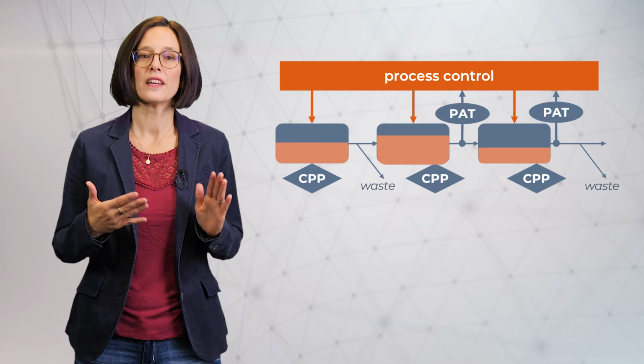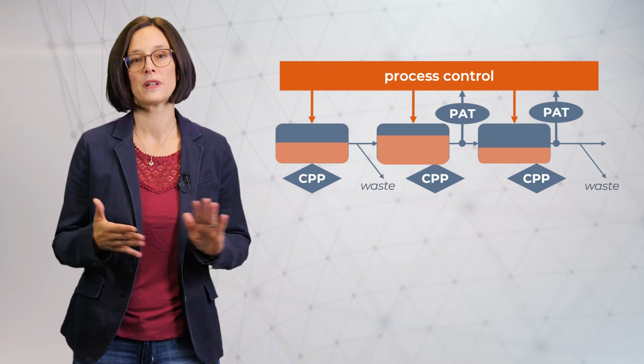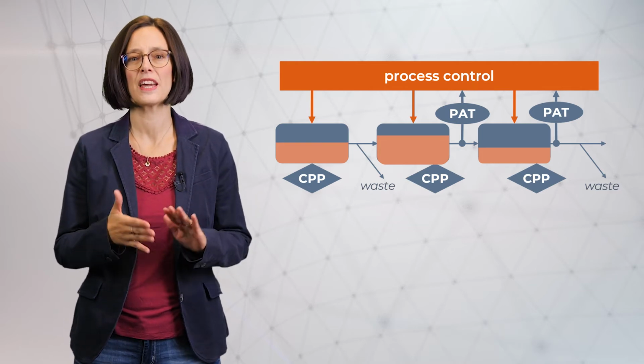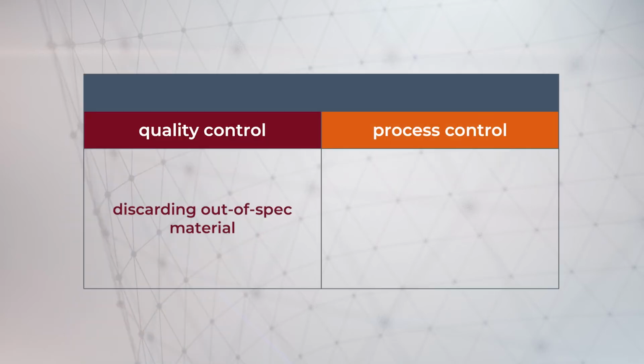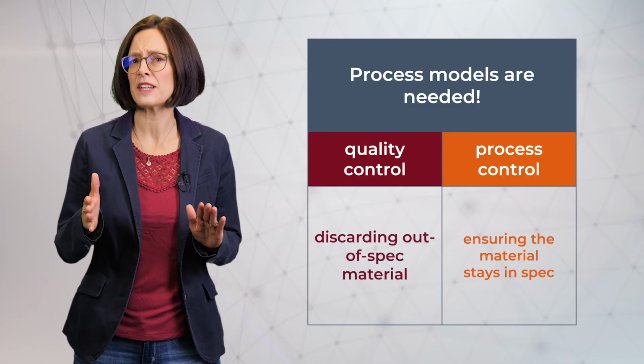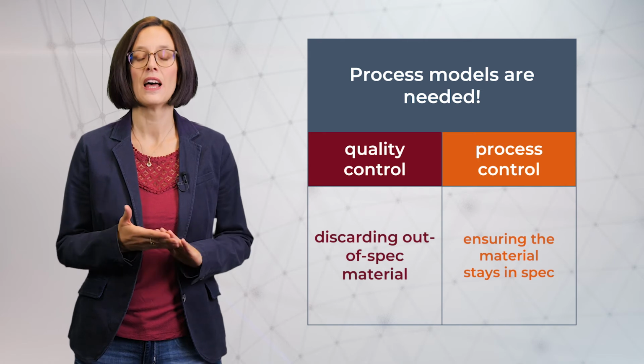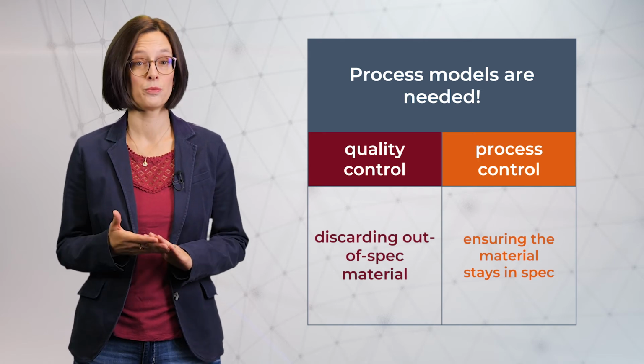Process control is also needed in continuous processes to keep the hold-up in the respective unit operations at the desired levels. So quality control is responsible for discarding out-of-spec material from the process, and process control is responsible for ensuring the material stays in spec at all times. For both, we need to know certain things to create process models that allow us to control the process. Let's discuss this in detail now.